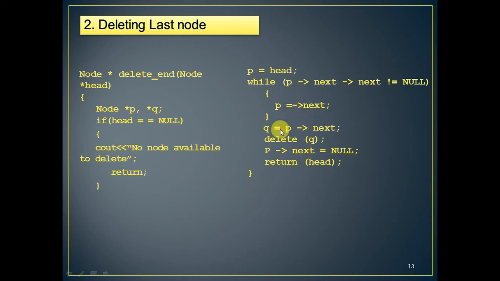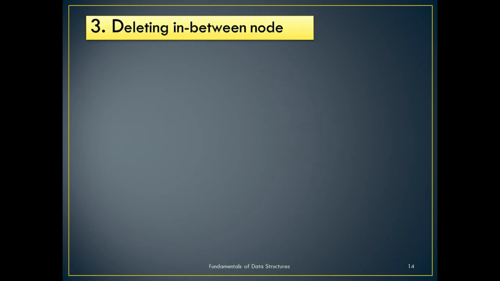Okay, then we can assign a new pointer variable at the last node of our list, that is q is equal to p points to next. After assigning, we have to delete that particular last node, that is delete q, and the new last node of our list, whose next field contains null, that is p points to next is equal to null. Okay, this is the pseudo code for deleting the last node in the singly linked list.